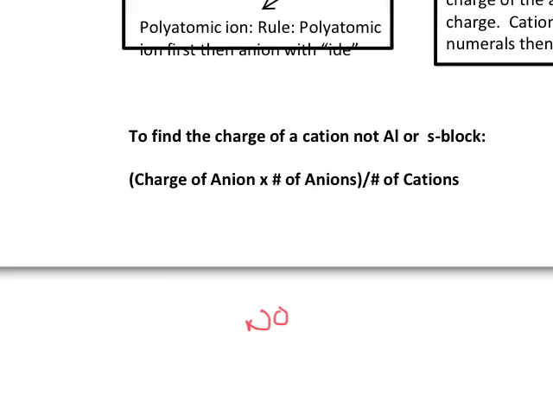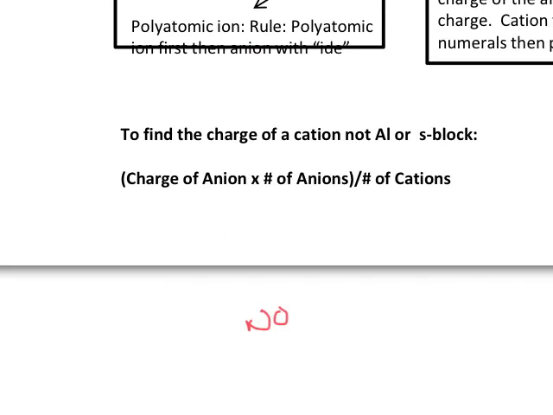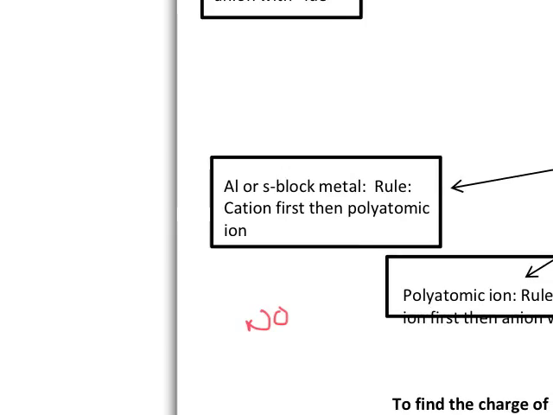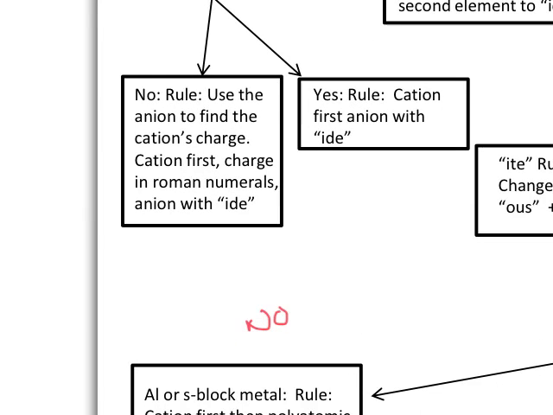Now I'm going to zoom down here to the bottom. Hopefully after some practice this just sort of becomes mental math, but this is what I'm going to be doing to figure out the charge of the cation. I'm going to use the charge of the anion multiplied by the number of anions divided by the number of the cations, and that will let me figure out the charge of the cation. So let's do an example using that rule.